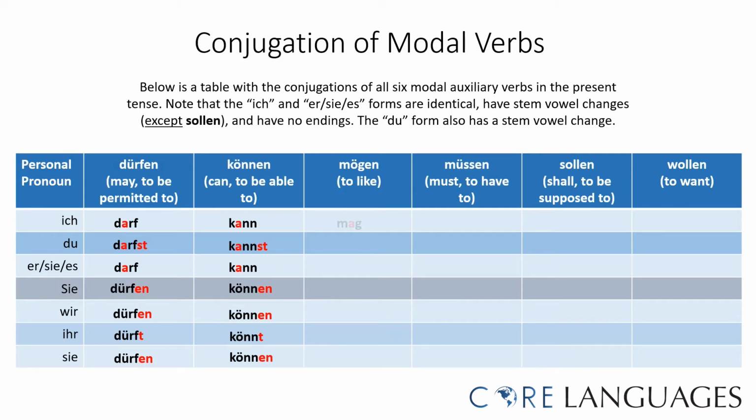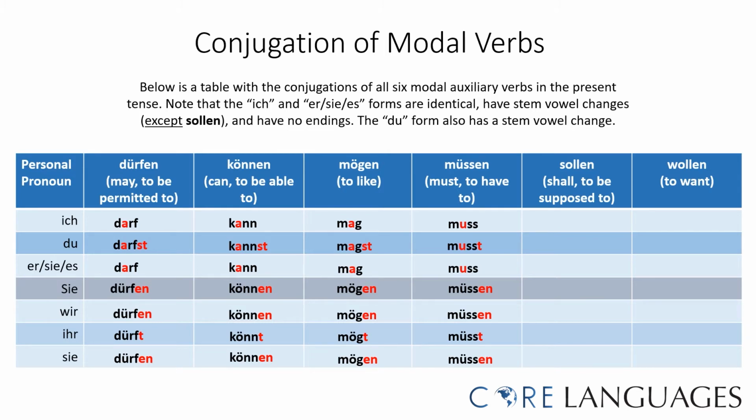Mögen, to like. Ich mag, du magst, er/sie/es mag, Sie mögen. Wir mögen, ihr mögt, sie mögen. Müssen, must, or to have to. Ich muss, du musst, er/sie/es muss, Sie müssen. Wir müssen, ihr müsst, sie müssen.